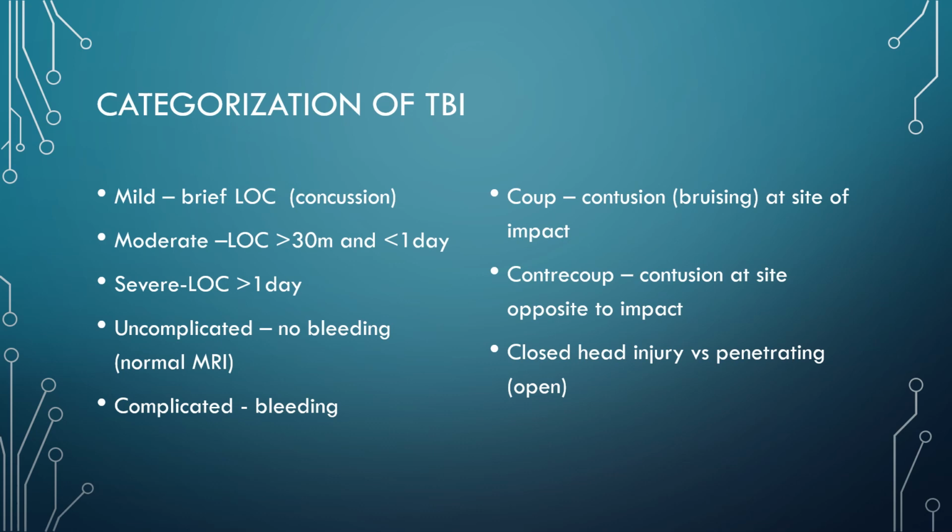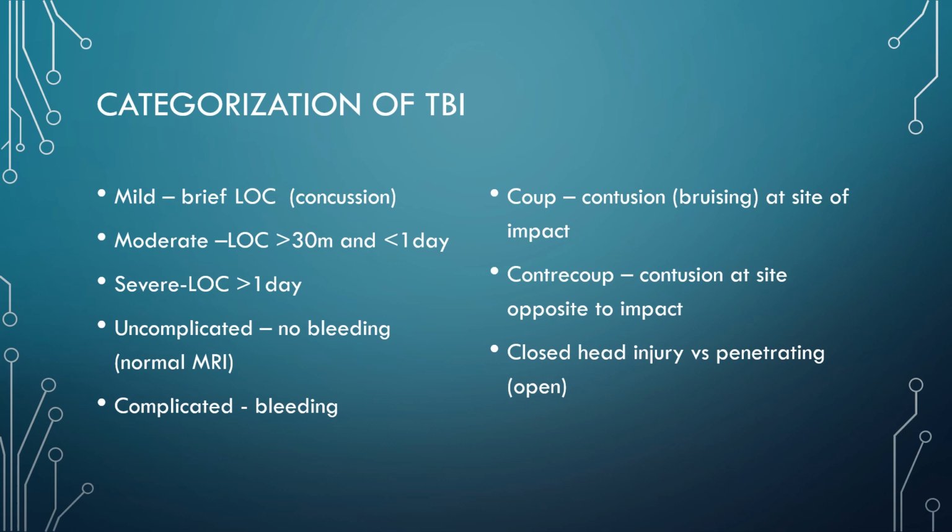Complicated and uncomplicated, this is not something that we can see externally. After an MRI is taken, if you have bleeding within the brain, that is a complicated TBI. If there's no bleeding, that's uncomplicated. So we do have patients with moderate to severe symptoms that can last for days, weeks, months, but they never had bleeding. They just have bruising to the brain. Bruising you cannot see, it doesn't pick up on MRI, only the bleeding does.